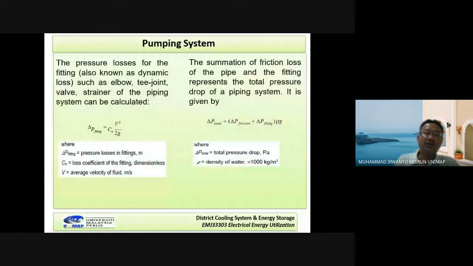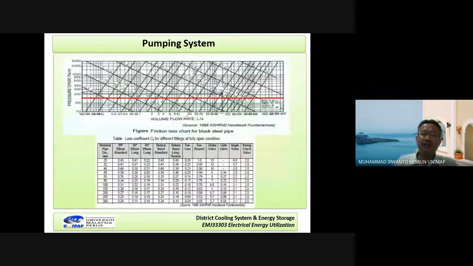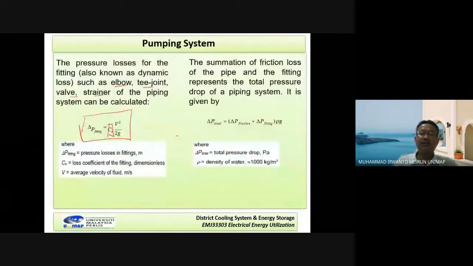Okay, now the pressure losses for the fitting. The fitting here, including elbow, T-joint, valve, strainer, and pipe of the piping system, can be given by this formulation: delta P equals C0 multiplied by rho v power 2 over 2g. C0 in here is the loss coefficient of the fitting. Each value can be referred from one table.